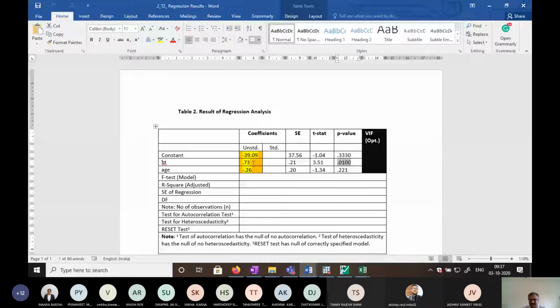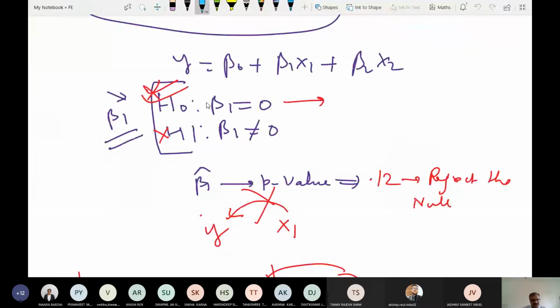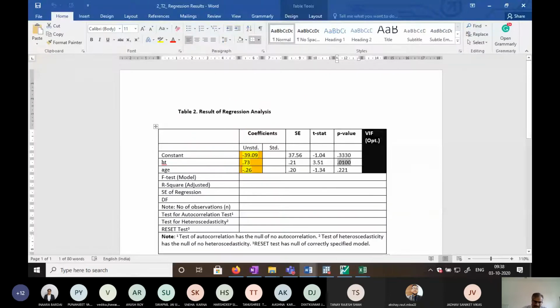So if null is rejected here, it means null of coefficient equal to 0 is rejected. Alternate, which is coefficient not equal to 0, is accepted. And we'll say here height coefficient is statistically significant.